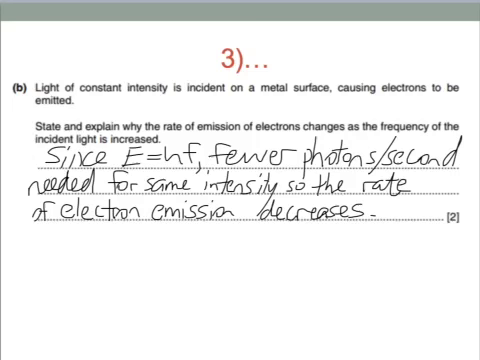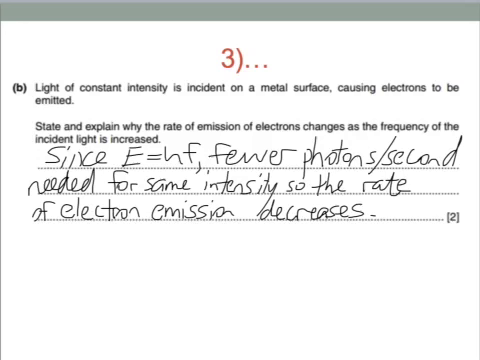So here's my answer. Since energy is equal to Planck's constant h times f, we need fewer photons per second for the same intensity. Because it does say up here, light of constant intensity. So to keep that constant, with a higher frequency, we'd have higher energy delivered. But we need fewer photons per second in order to maintain the same intensity.